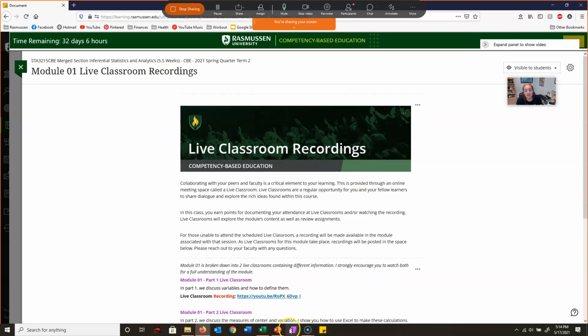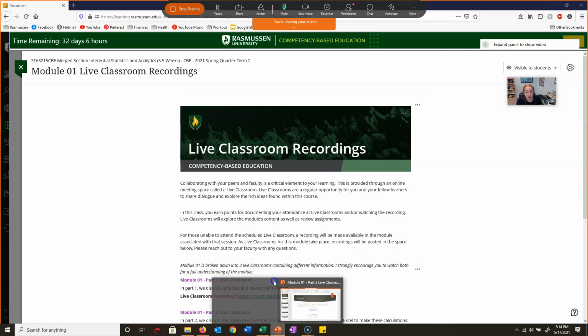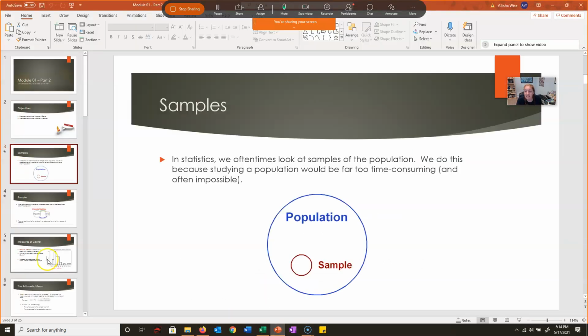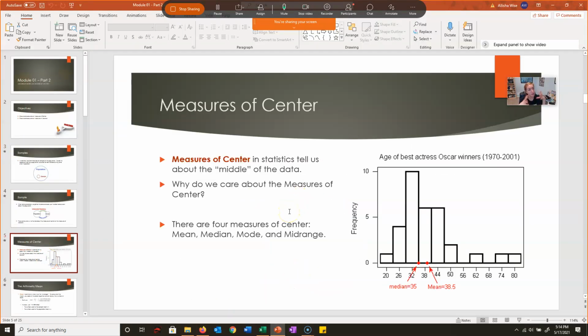Okay, so the next thing that I want to talk about is the measures of center. So remember, measures of center are composed of the mean, median, mode, and mid-range. All the M values, right? So the measures of center are talking about the center of the data.